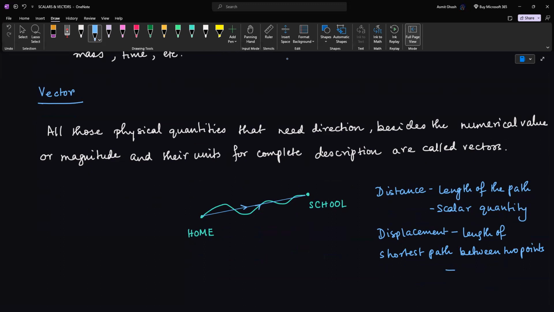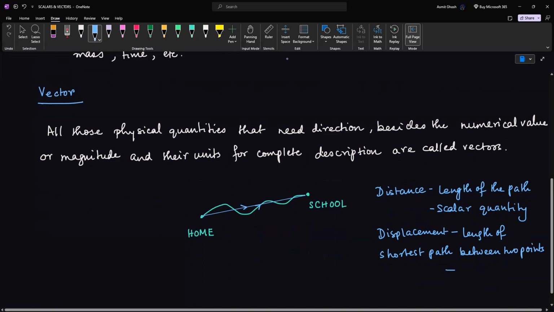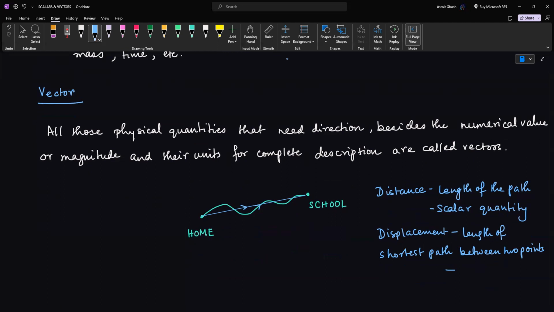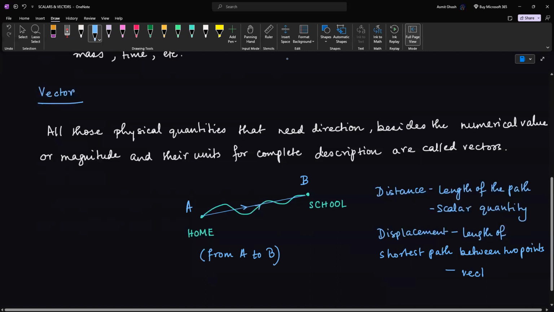Since it is dependent upon the direction. Why is it dependent upon direction? See, I am mentioning here the length of the shortest path between 2 points. So if I say that this is point A and this is point B, then our direction here is from A to B. Since we need to mention direction while describing these types of physical quantities, we call them vectors or vector quantities.